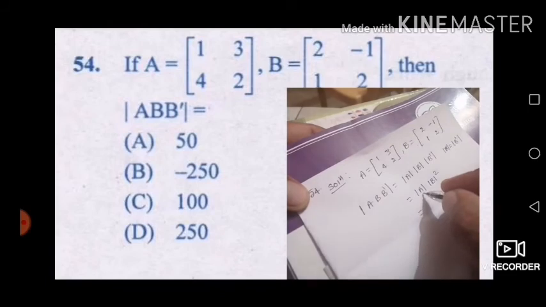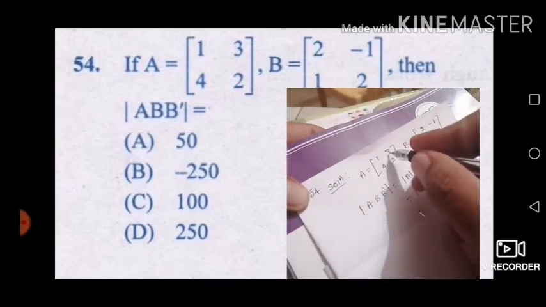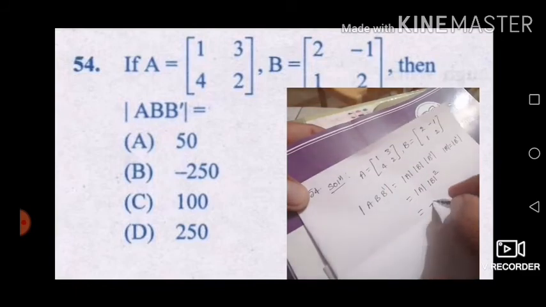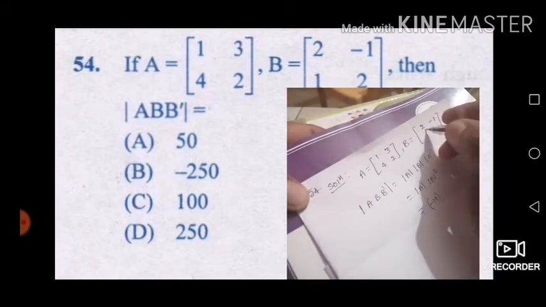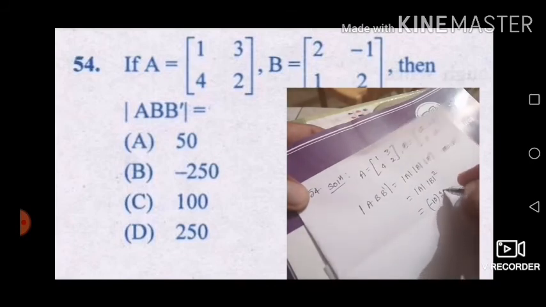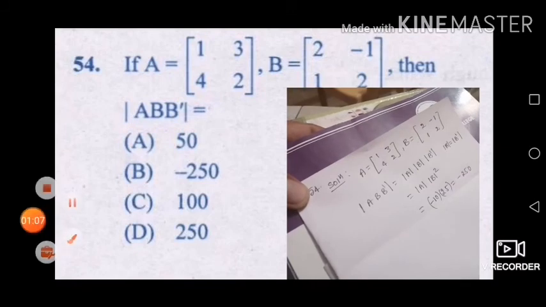Now determinant A, look here: 2 ones are 2, minus 12, we got minus 10. And determinant B: 4 plus 1 is 5, and 5 whole square is 25. So totally we got the answer minus 250. So hence option B is correct.